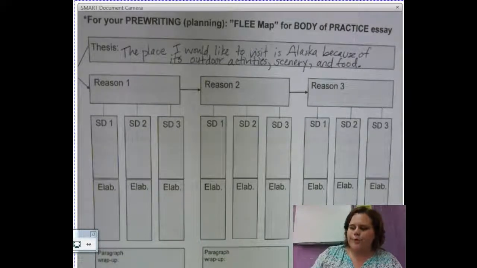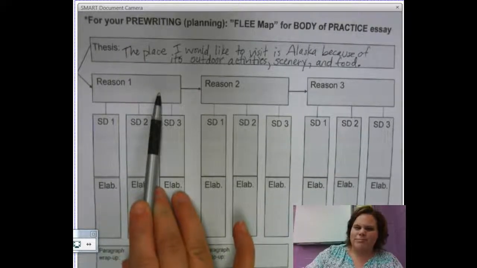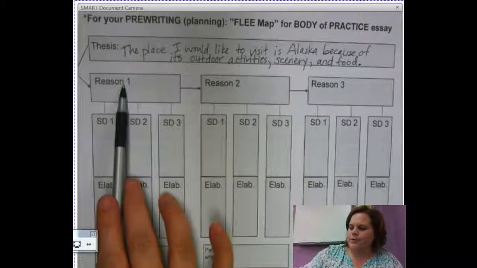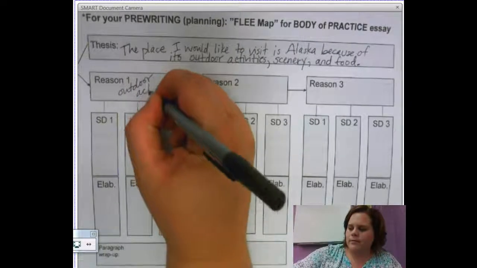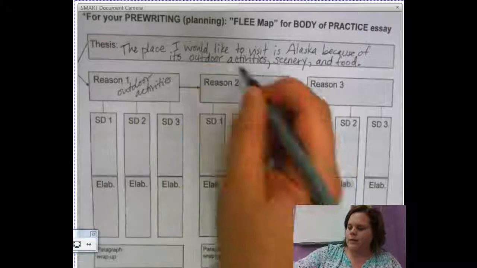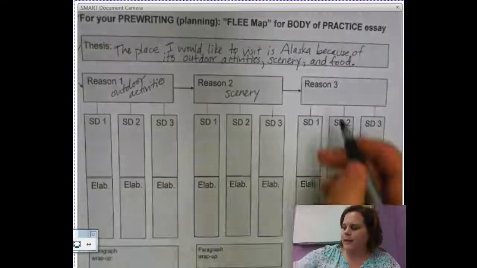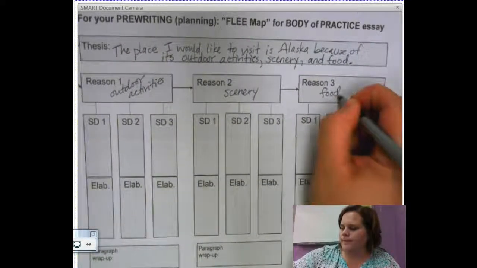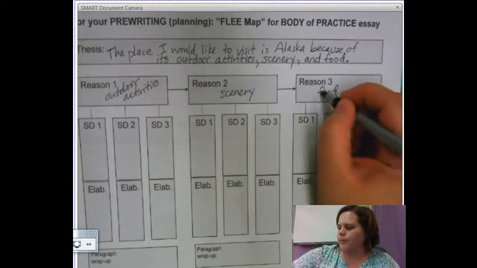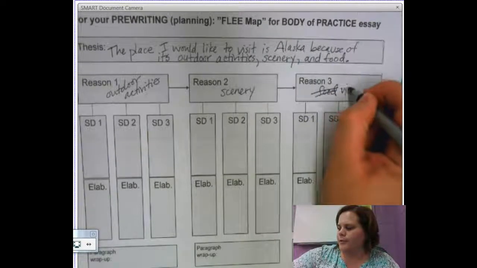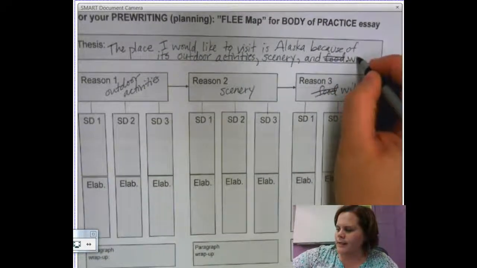Okay? So the flea map is just going to say, you don't have to write word for word sentences. If you want to, you can. You don't have to. So our first reason is outdoor activities. Our second reason is scenery, maybe landscape, we said, something like that. And our last reason is food. Okay, and now I think I'm remembering that we said wildlife. I think the only food we had was salmon, so we'll say wildlife.